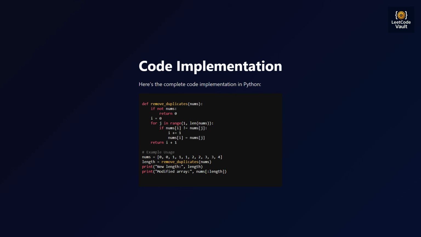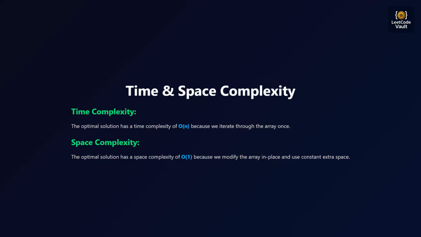Code implementation. Let's see the code in Python. We'll define a function removeDuplicates that takes the input array nums. We initialize our slow pointer to 0. Then we iterate with the fast pointer. If nums at position fast is different from nums at position slow, we increment slow and copy the value from nums at position fast to nums at position slow. Finally, we return slow plus 1 because slow points to the last unique element and we need the total count. It's concise and efficient.